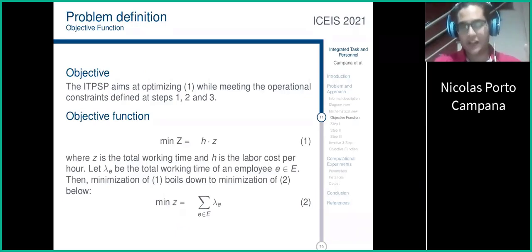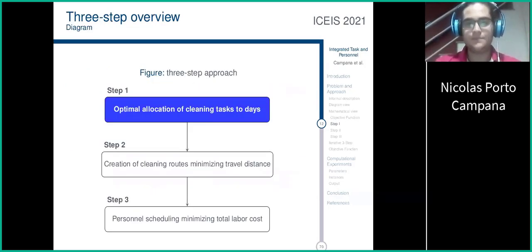So the objective function of the ITPSP aims to optimize the first equation while meeting the operational constraints defined in steps 1, 2, and 3. The first equation is roughly the multiplication of a small z and the h, which is the total labor cost. But the small z boils down to equation number 2. It's only the total working time for all the employees. So in the end, we want to minimize the total labor cost of the problem.